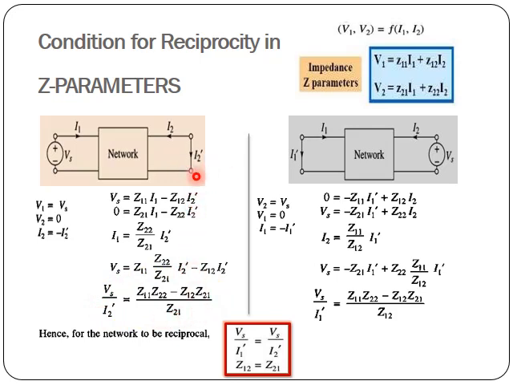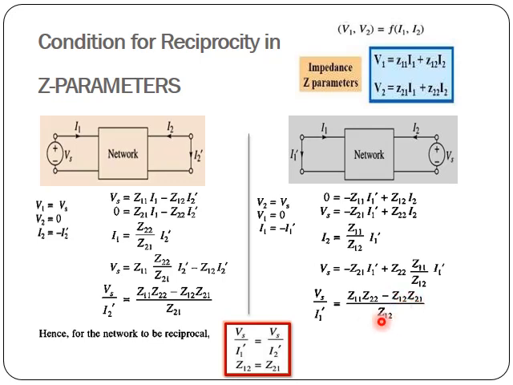Now the position of the excitation and response are interchanged, and the excitation is given at port 2 and the response is taken at port 1. Thus V2 will be equal to Vs and V1 will be equal to 0, that is the short circuit terminals. I1 would be equal to minus I1 dash. In a similar way, using these two equations, we can find the value of I2 as Z11 upon Z12 I1 dash, and using the second equation we can get the value of Vs upon I1 dash as equal to Z11 Z22 minus Z12 Z21 upon Z12.